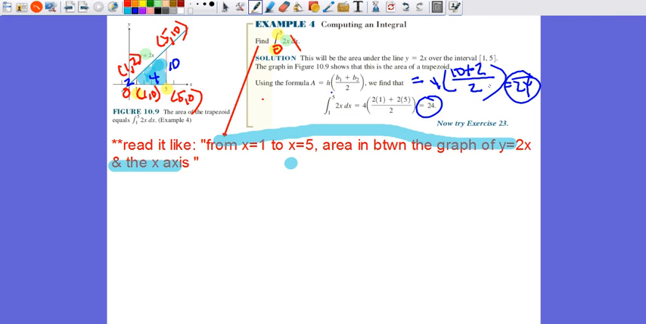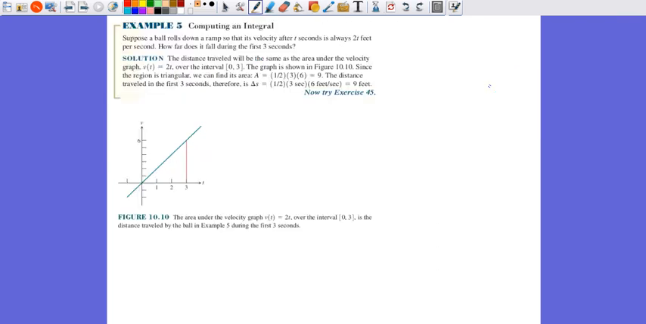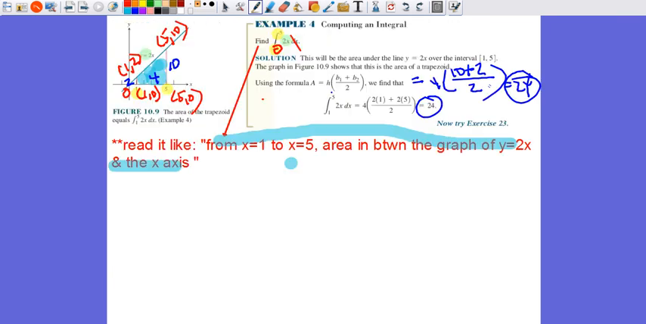Okay. Now, here's an example. If it's a triangle, it's the same thing. You do exactly the same thing.